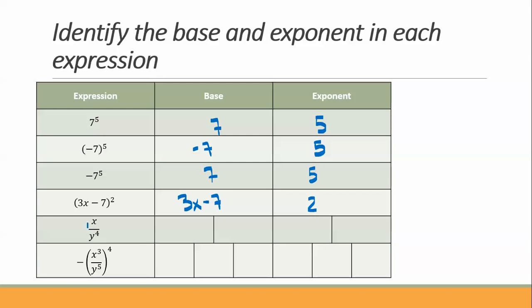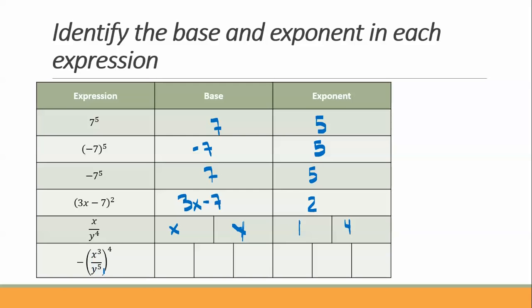This is x over y to the 4th. We have two different bases here. We have the x and we have the y to the 4th, or the y. And the y to the 4th has the exponent of 4. The x, because it doesn't have an exponent per se, it's a 1. Whenever there's no actual exponent there, the exponent is 1.